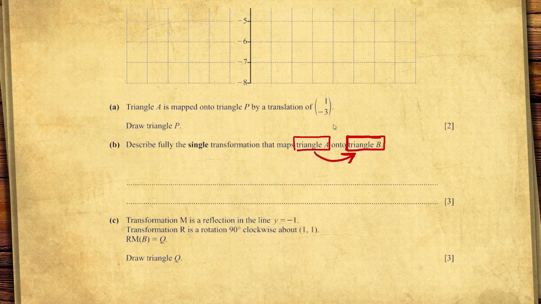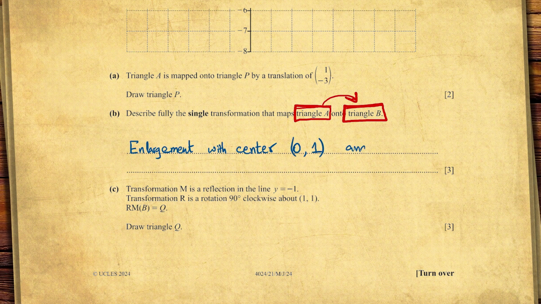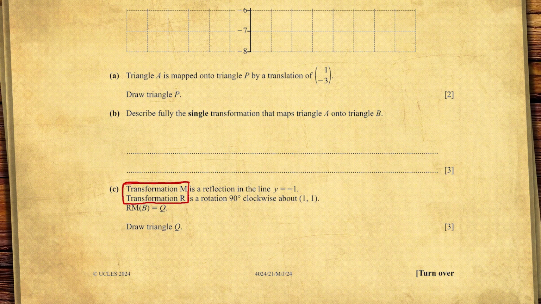Let's write it down in the answer space. So the transformation that maps triangle A onto triangle B is enlargement with center 0, 1 and scale factor 0.5 for 3 marks.